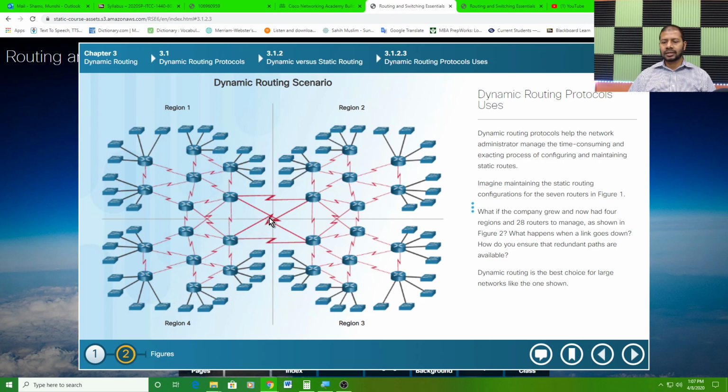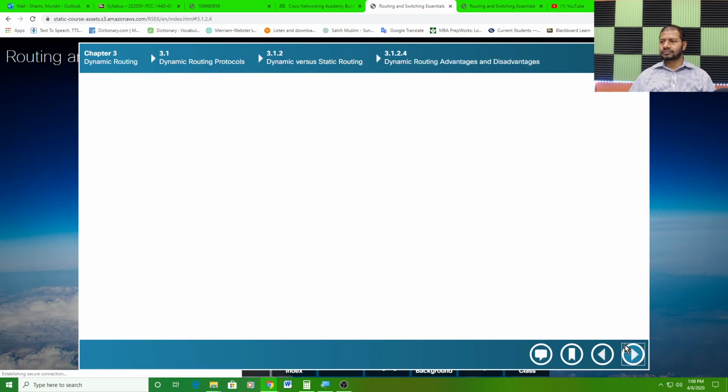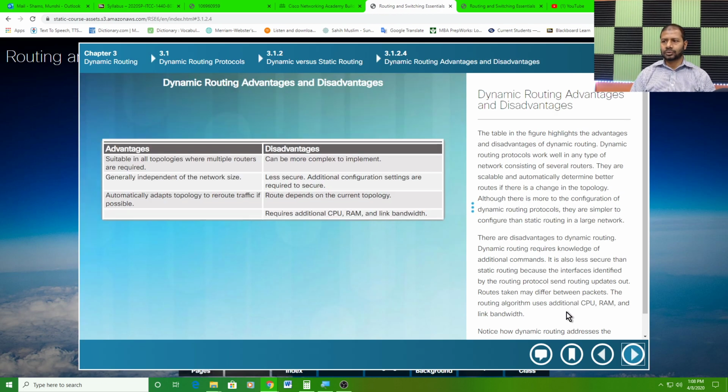Look at the second picture. Now my network has become bigger. I have many routers, 28 routers in this case. It will be a seriously big hurdle to use static routing in this situation. Too many routers, too many paths you have to write down. It's not even worthy, you don't even want to think of that. Next. So we need dynamic routing in this.